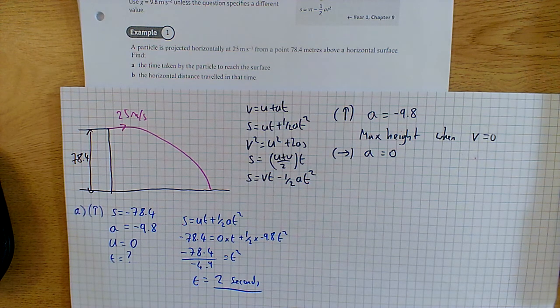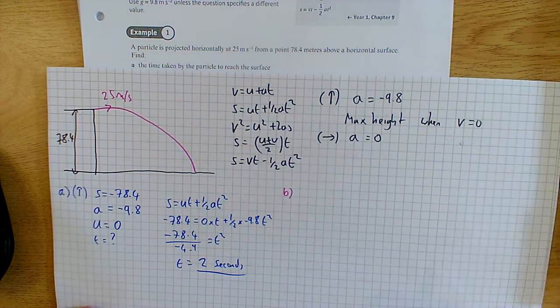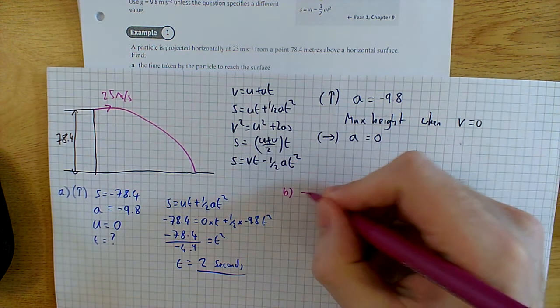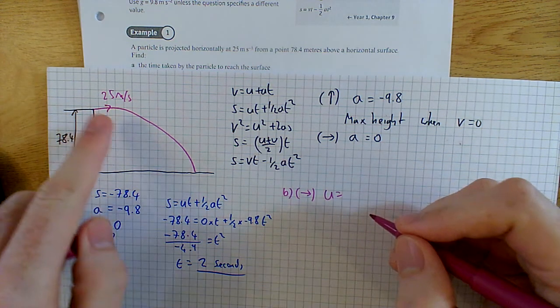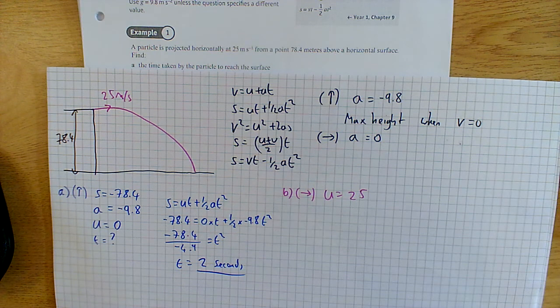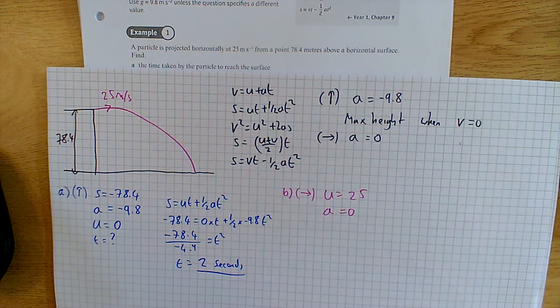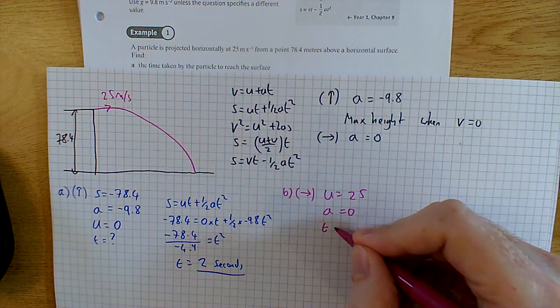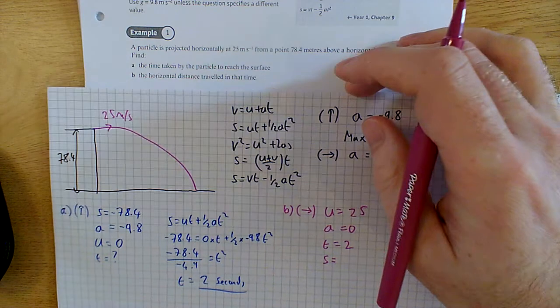The question then asks us for the horizontal distance travelled. If it's asking for horizontal distance, we had better resolve horizontally. This time U is a horizontal velocity, so U is 25. Again, A is 0, because horizontally it will always be 0 in these projectiles questions. We have that T is 2, and we need to find the distance covered in the horizontal direction.